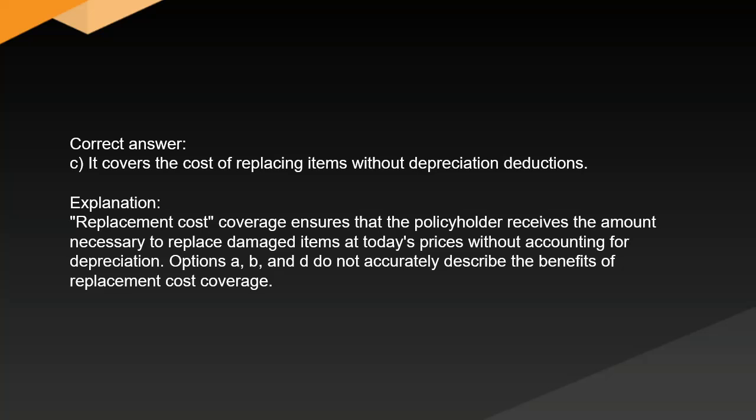Correct answer. C. It covers the cost of replacing items without depreciation deductions. Explanation. Replacement cost coverage ensures that the policyholder receives the amount necessary to replace damaged items at today's prices without accounting for depreciation. Options A, B, and D do not accurately describe the benefits of replacement cost coverage.